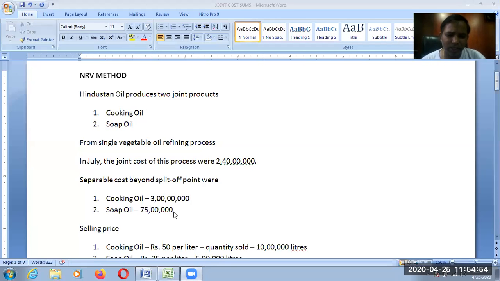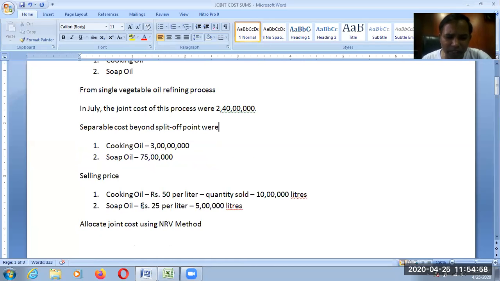Selling price is rupees 50 per liter for cooking oil and 25 per liter for soap oil. Cooking oil produced is 10 lakh liters and soap oil produced is 5 lakh liters. Allocate the joint cost using the NRV method. Before we move on to the solution, let us try to understand what the diagram wants to say, and then we'll calculate it again.